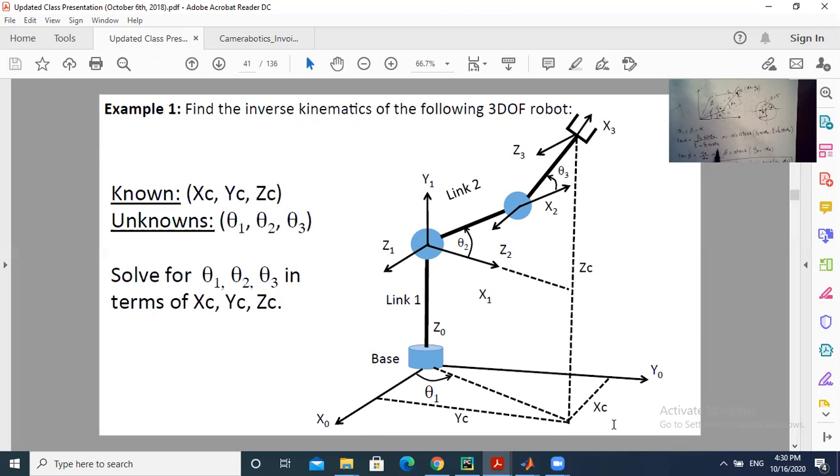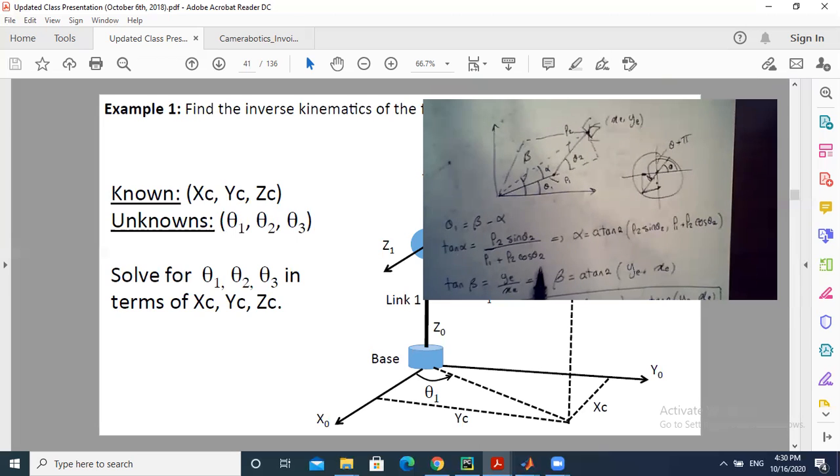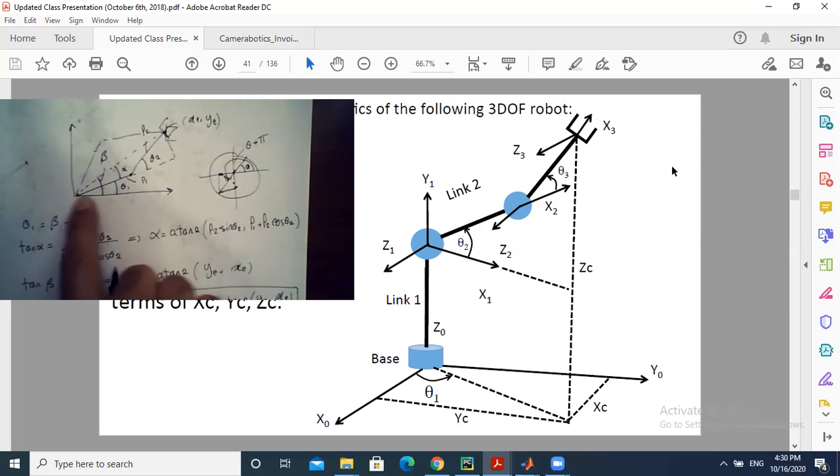Now we found that. Second step is we need to find theta 2 and theta 3. If you actually look into this, you will see that this portion of the robot, link 2 and link 3, is in a sense like a 2 degree of freedom robot that is actually in this frame, right? So I can actually now find theta 3 and then find theta 2, right?